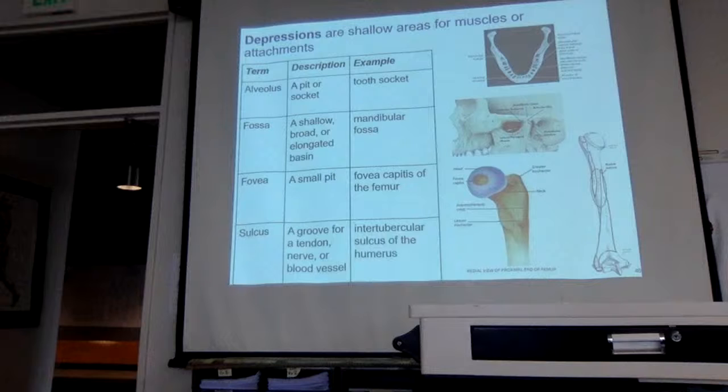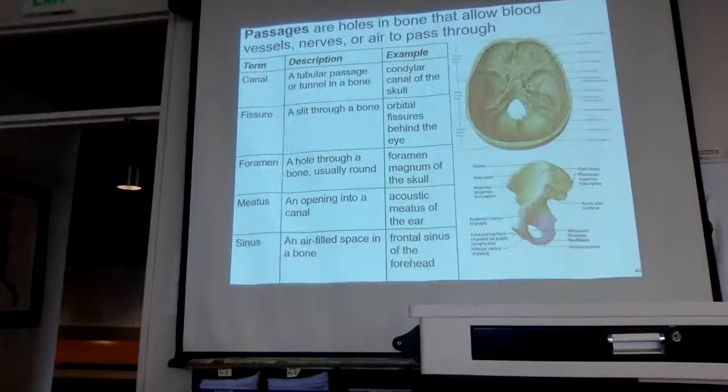Some parts of bones are shallow. That's a depression. And that's also a place for attachment for muscle. It's also for protecting things. Like there's a depressed area inside of our skull. That's for protecting our brain. Could be for muscle attachment. Protection or attachment. I know. Sorry. Last one.